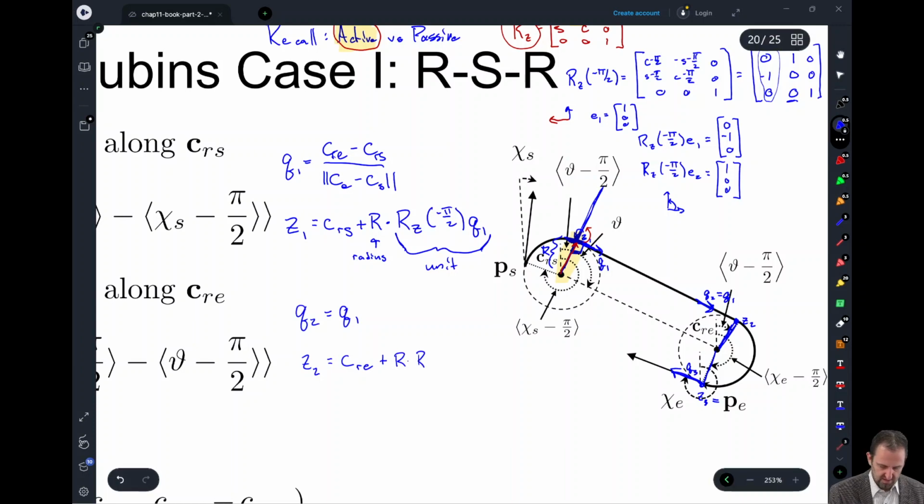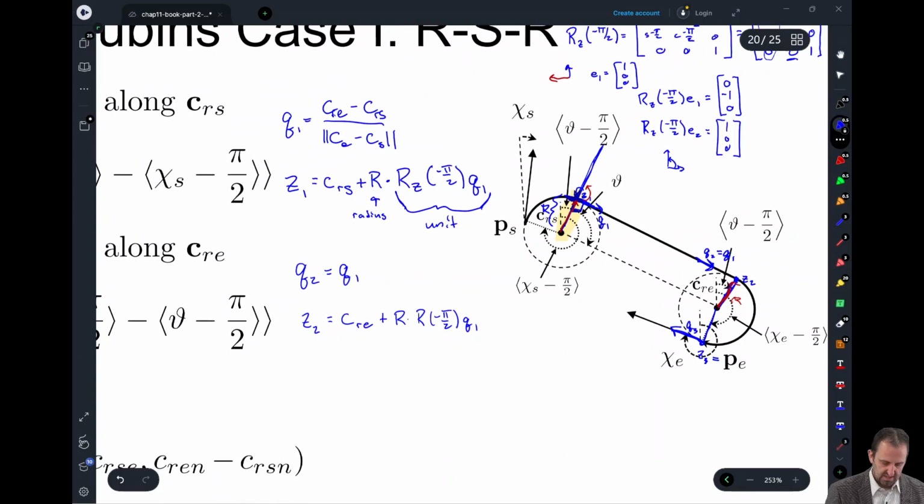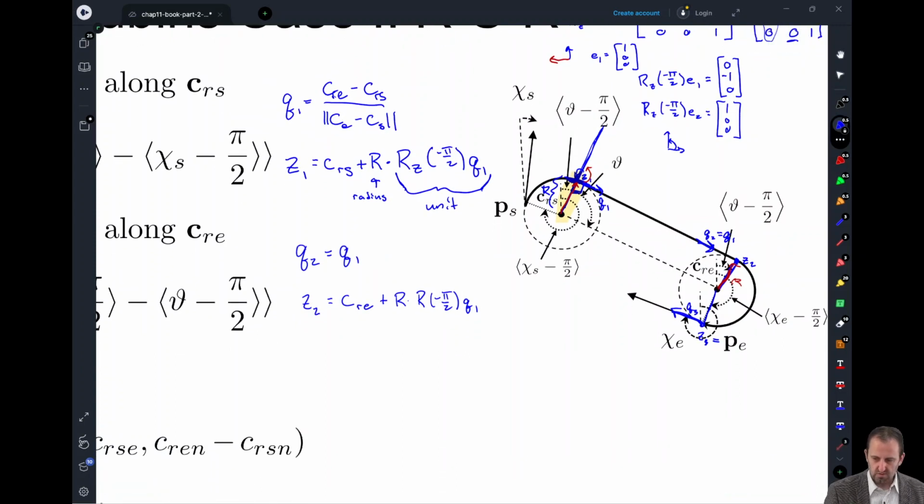We're going to do our negative pi halves times Q1. So this will rotate our vector. Well, let's draw in red. Our Q1 is pointed straight along the line. We'll rotate it up, and we'll do R times our rotation of Q1 to get up to Z2. Perfect. Now, let's jump into Z3.